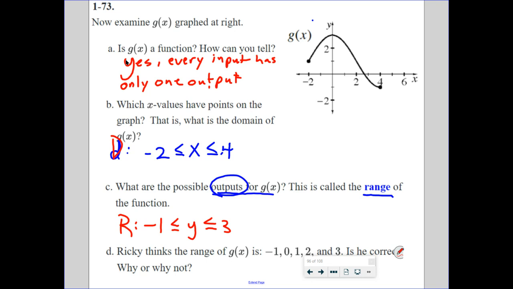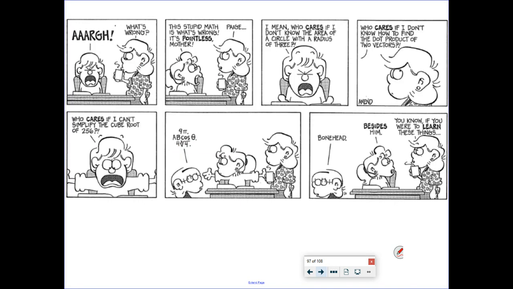Ricky thinks that the range of g of x is -1, 0, 1, 2, and 3. Is he correct? Why or why not? What do you think? Is that the range? No, because if I just had points at those points, perhaps, but the fact that I connected the points means it includes every value in between. So you can go at any point along here, and that does not just have to be the whole values, right?